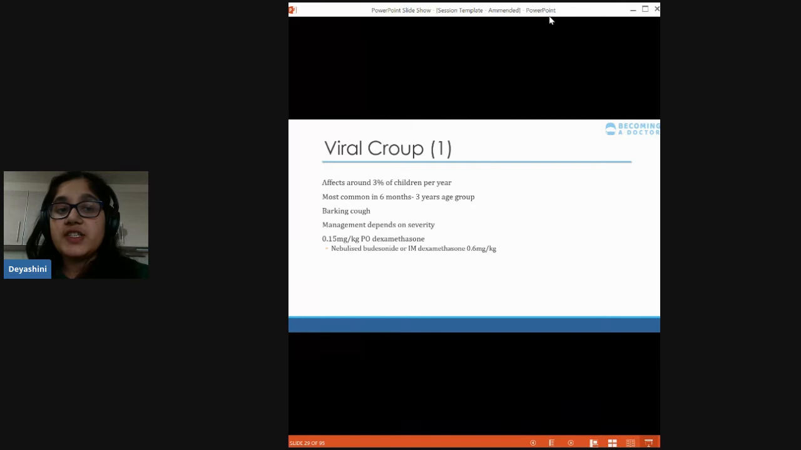So often it's just a single dose of oral dexamethasone. If they're unable to take orally, or if they have very severe disease, you can give nebulized budesonide. I've not put the dose there, or intramuscular dexamethasone at 0.6 milligrams per kilo.